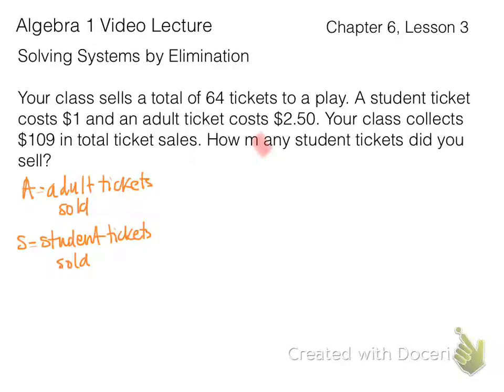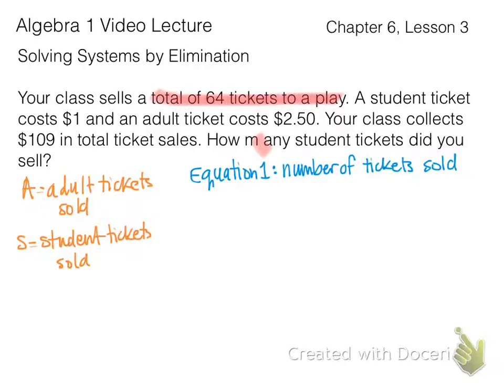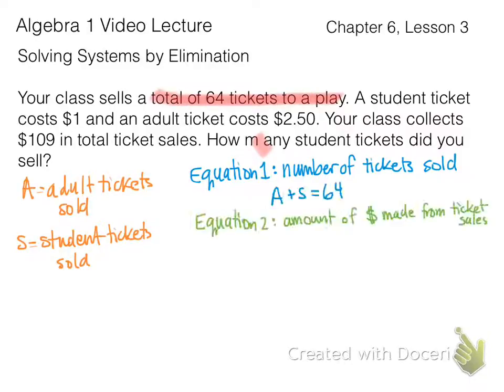The next thing I need to do is start figuring out some equations. First equation is the number of total tickets sold. Well, the number of adult tickets sold plus the number of student tickets sold is equal to the total number of sold tickets. So we're going to have A plus S equals 64. The second equation is the amount of money made off of those tickets. Well, the amount of money made off of the adult tickets plus the amount of money made off of the student tickets has to equal what I've got right there.